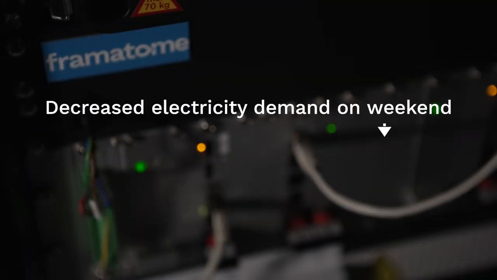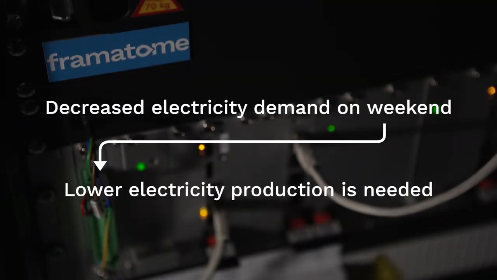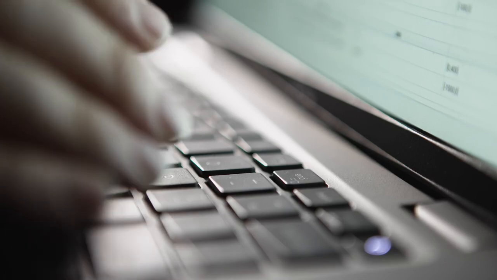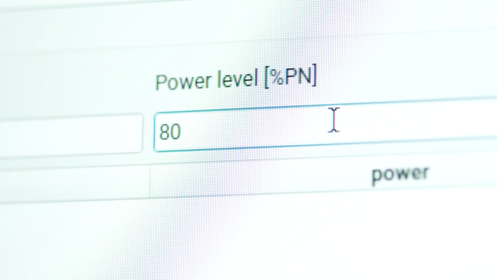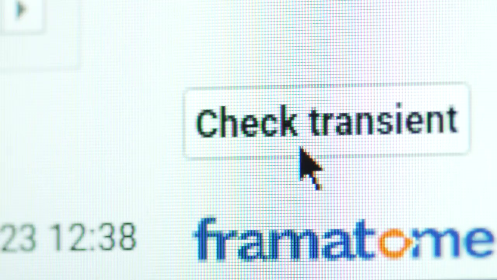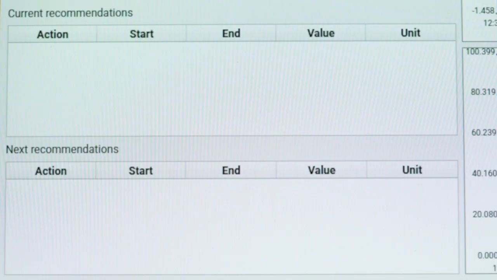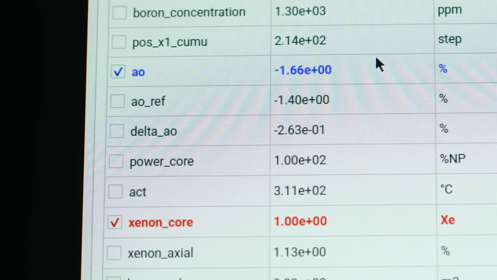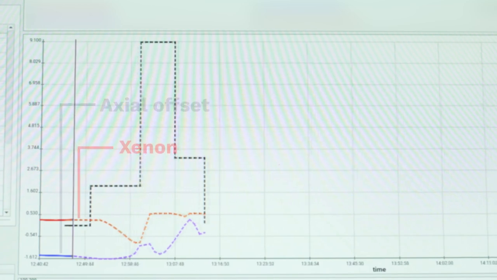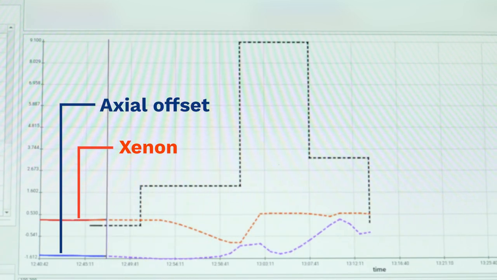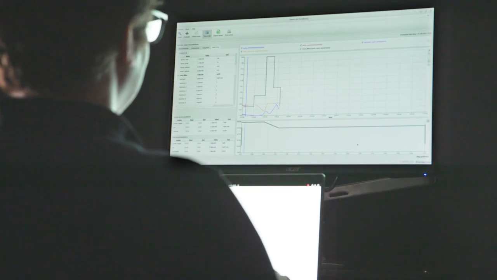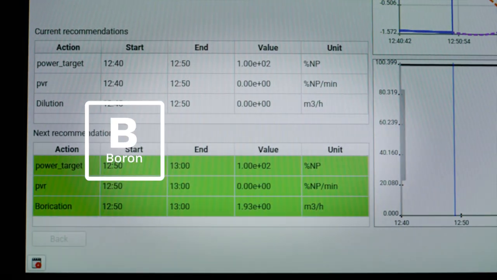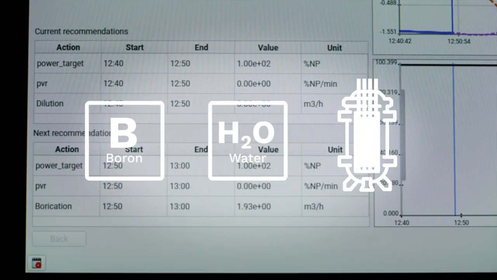Over the weekend, production has to be lowered as electricity demand decreases. An operator decides to drive the reactor output from 100% down to 80% in 30 minutes. He enters this objective into OAPS, which quickly offers a forecast of the axial offset, xenon, and primary circuit chemical conditions for the next 24 hours. The software proposes an optimized path to implement the transient. During the process, OAPS provides in real time recommendations regarding injections of boron, water, or control rod insertion.